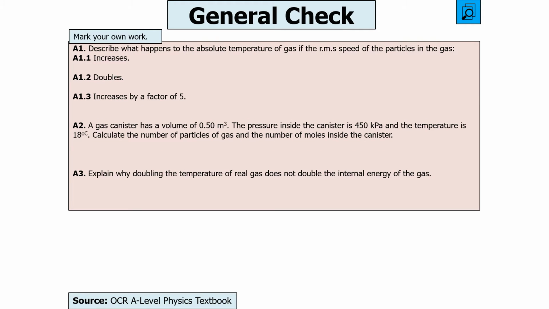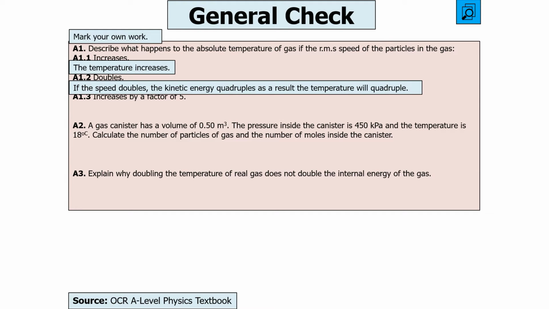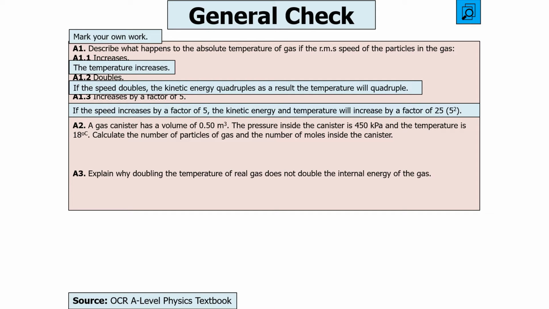Right, well, firstly, we know that temperature links into speed because they're proportional to each other. So as the temperature increases, the speed will also increase. Next one, we know that temperature is actually proportional to the speed squared. So if the speed doubles, then the kinetic energy will quadruple as the temperature will also quadruple. And then once again, if the speed increases by a factor of 5, the kinetic energy and the temperature will increase by a factor of 25 because it's proportional to 5 squared.